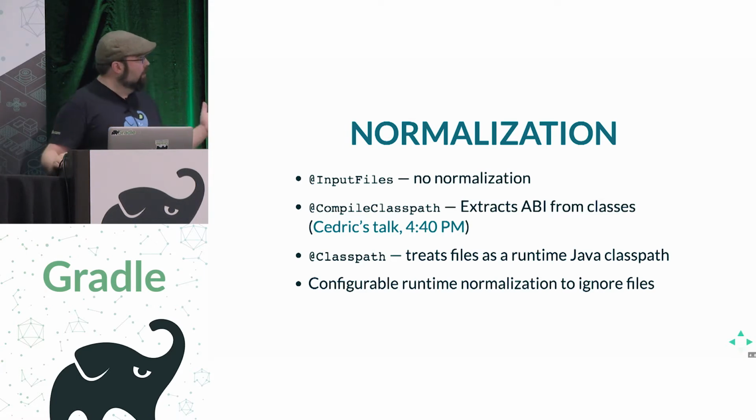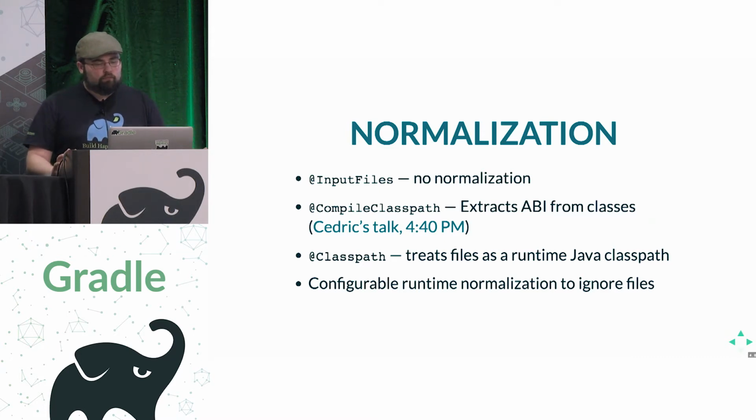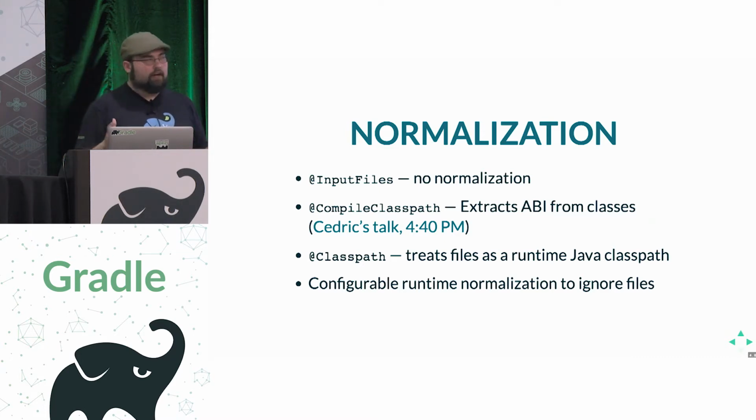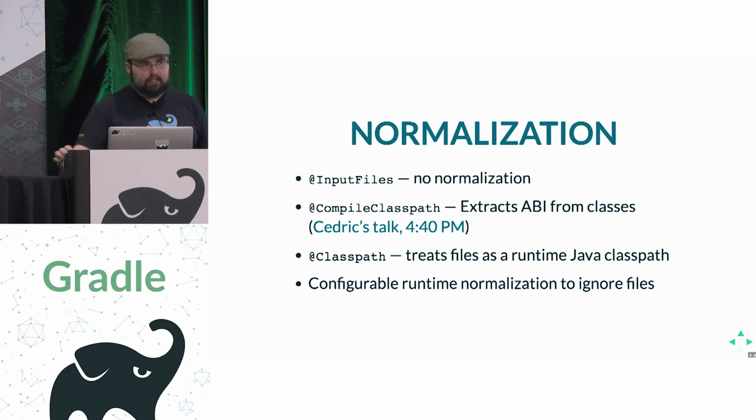But something like this new thing that's in, I think since 3.4, there's a compile class path. Compile class path means take the files in the file collection, extract an ABI from it. So tell me what the public interface to all the class files are, and then that goes into calculating a cache key for my task.